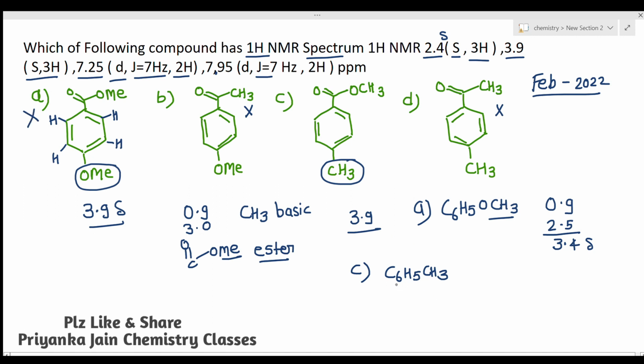Now see here, we have a phenyl group attached to CH3. So the basic value for CH3 is 0.9 and a phenyl group is attached to it. So the basic value for a phenyl group attached to CH3 is 1.5. So adding this, we get 2.4 delta. You can see here, we have been given a singlet for 3 hydrogens at 2.4 delta. So this can be our answer. So the answer is option C.